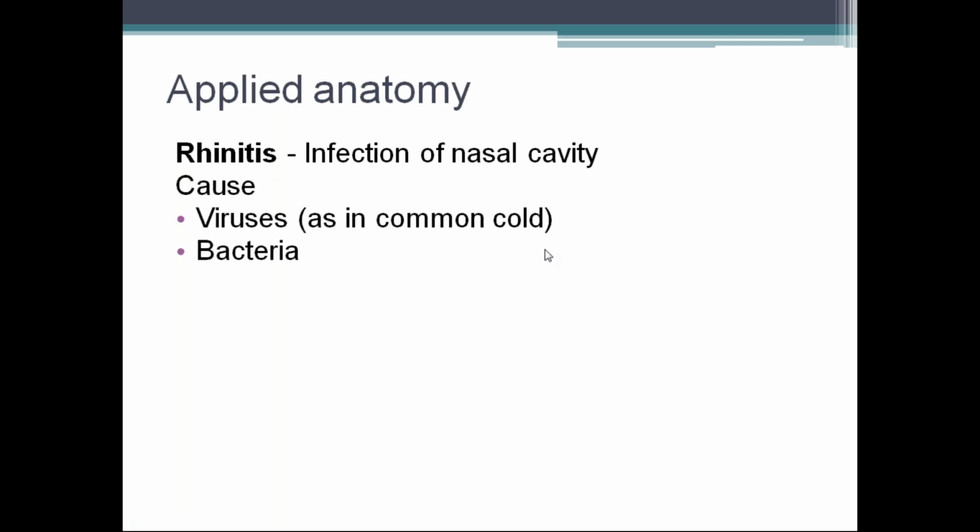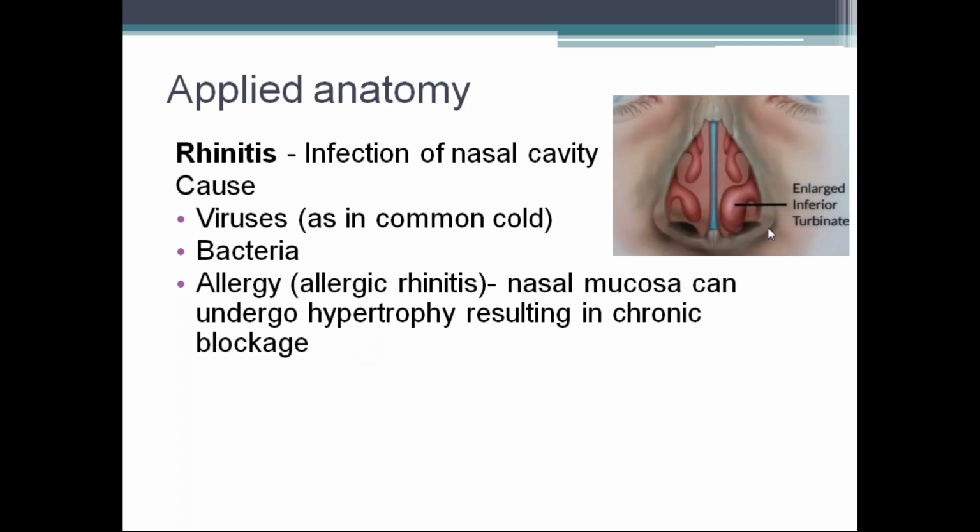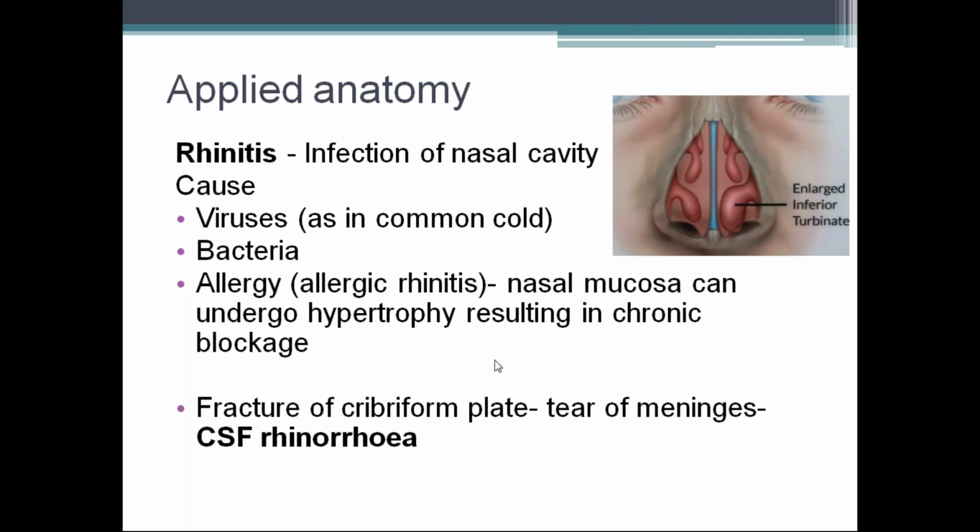Okay, this may be due to common cold or bacteria, and allergic rhinitis is more common because of the hypertrophy of the inferior nasal concha due to chronic blockage, that is in case of deviated nasal septum. So you can see the enlarged inferior turbinate will block the nasal cavity. This may cause the allergic rhinitis. Other than this, one more important aspect is if there is any fracture of cribriform plate, the meninges which is attached to the cribriform plate will undergo tearing, and this results in CSF rhinorrhea.